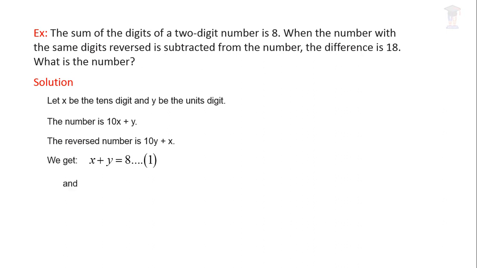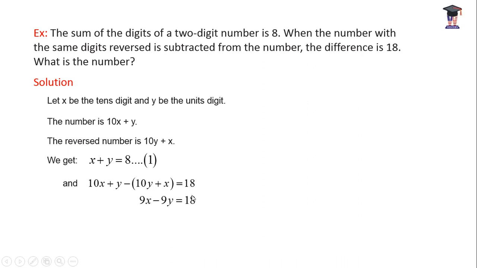And the difference from the original number. The original number is 10x plus y. So subtract the reverse of it, 10y plus x. In here, do not forget to use the bracket. If you don't use the bracket, you have to multiply the sign in. If you forget to multiply the sign in, you will make a mistake. So the difference is equal to 18.